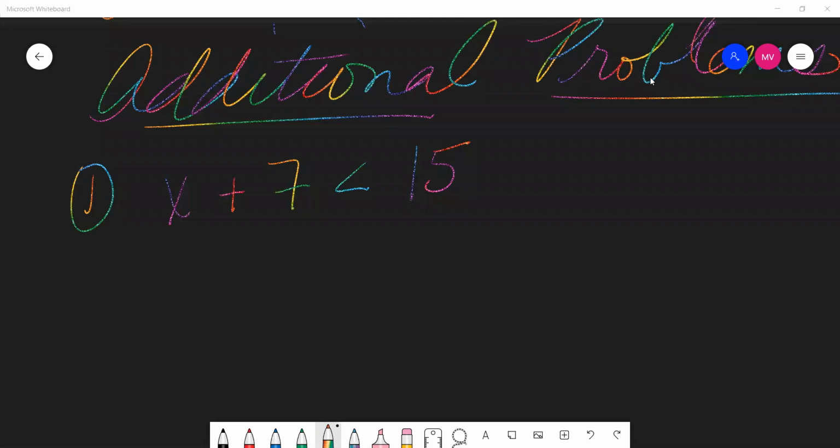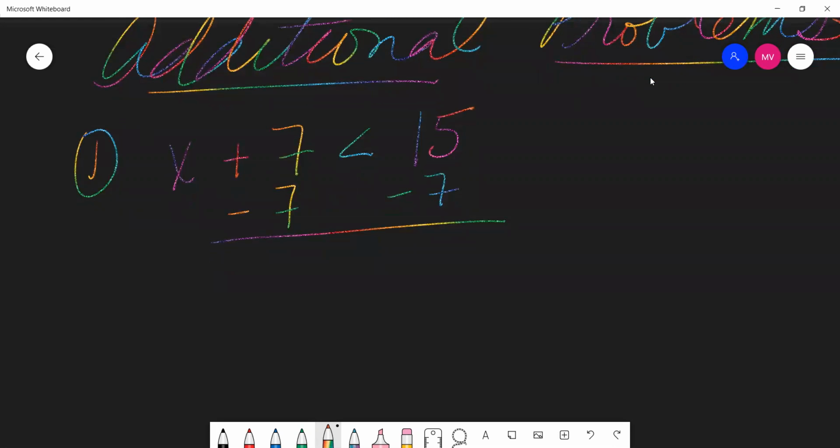Okay, so what do we do here to solve for x? Right, we do inverse operations. And if we do it to one side, we must do it to the other. So we get rid of that positive 7 by subtracting 7 from both sides. And we end up with a solution that x must be less than 8. So let's put it on a graph.